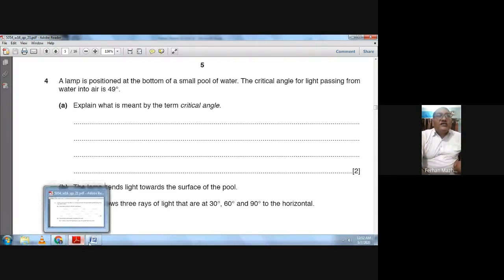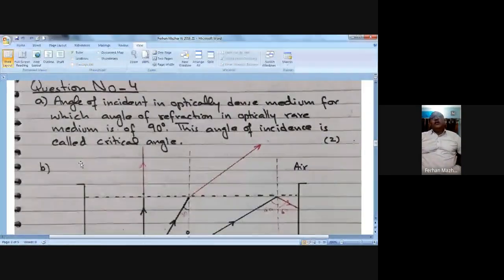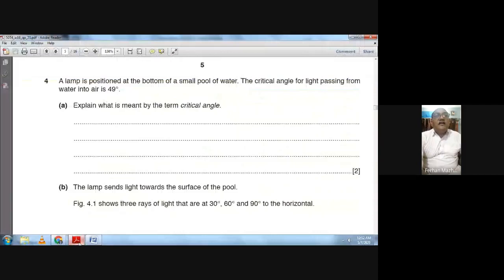I have written it is also angle of incidence in optically dense medium for which angle of refraction in optically rare medium is of 90 degrees. This angle of incidence is called critical angle. It's a 2 marks numerical. Okay. The next question is here.